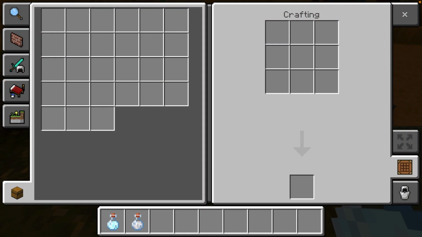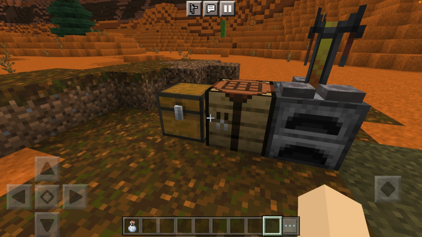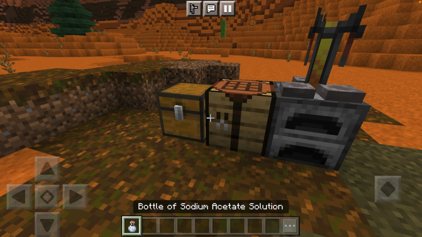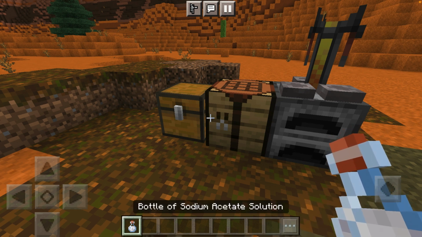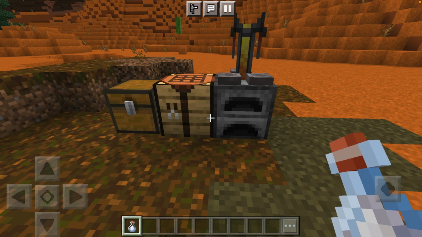All you have to do is craft acetic acid with any hydroxide salt. So let's say we're using sodium hydroxide, and the thing is not working. Okay, there is a small issue in the code, but you kind of get the idea. When you mix acetic acid with sodium hydroxide, you'll get sodium acetate. And yes, you can also smelt the thing to get the salt. You can even get the salt from the bottle.